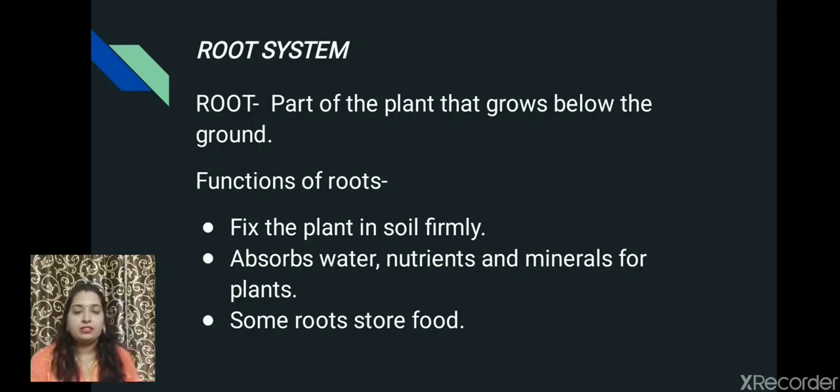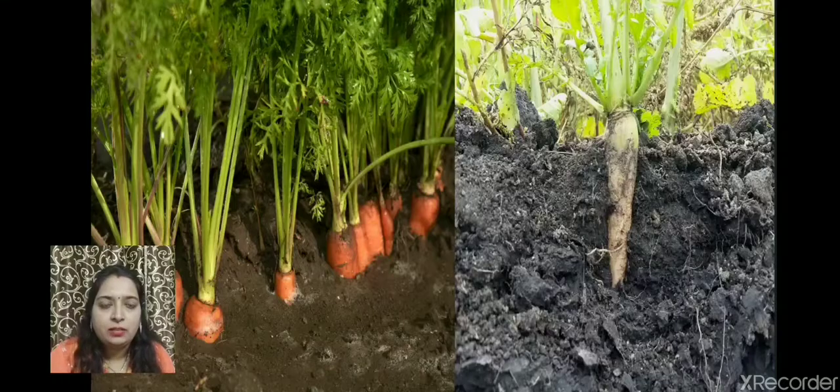Now children, the next function of roots is that some roots store food. Have you ever eaten carrot? Carrot is a root, children. Carrot is a root and it is a storage root because food is stored in the root part. Here you can see a picture of carrot. On the left side you are seeing that carrots are growing below the ground. That means they are roots, and also they are storing food. We eat them as food.